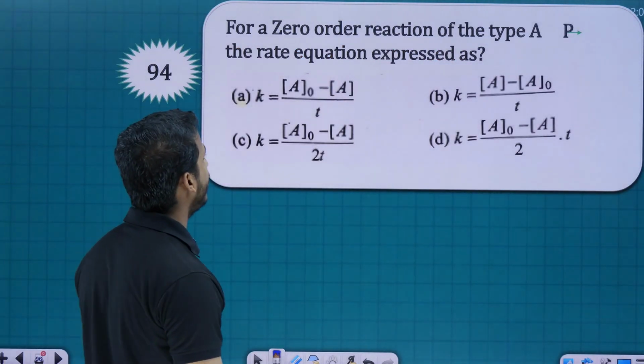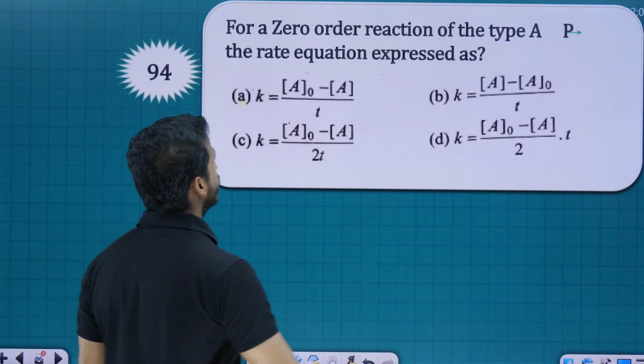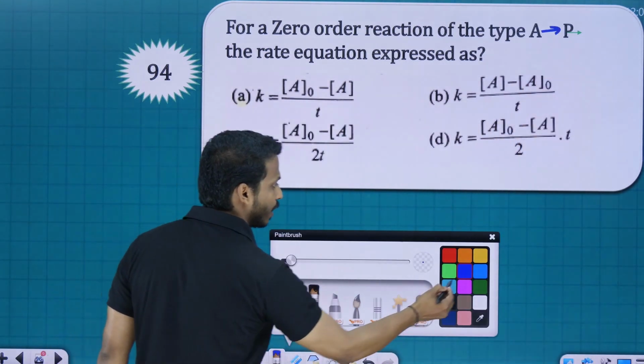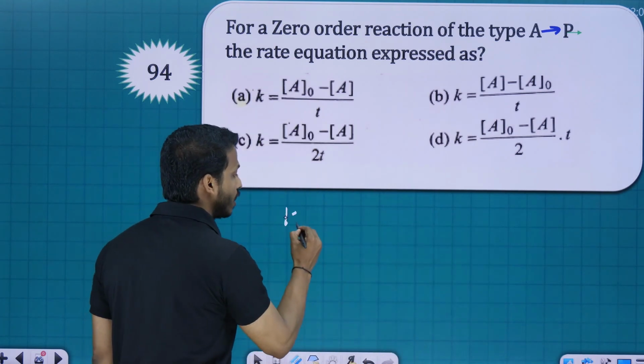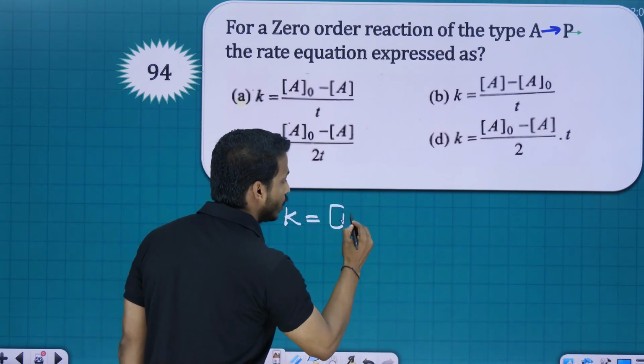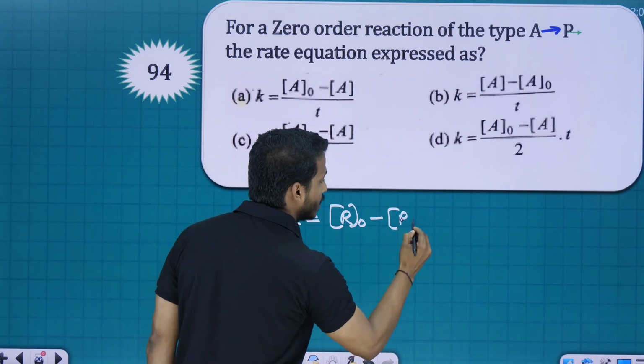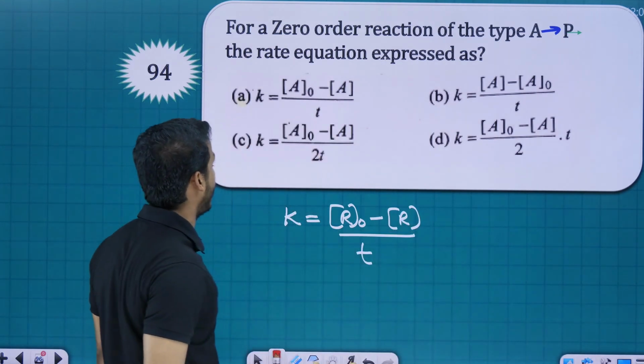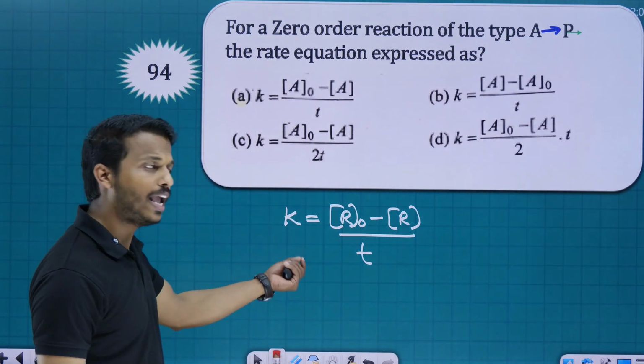94. For a zero order reaction, A gives P. The rate equation. What is the expression for the rate constant for zero order, my dear? Equation is what? R naught minus R divided by T, right? This is the integrated equation we derived. So K equal to R naught, mean A naught.